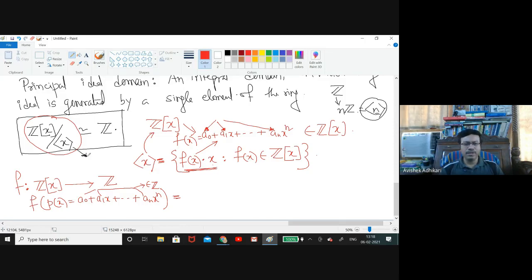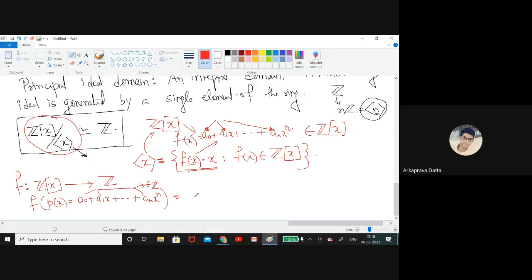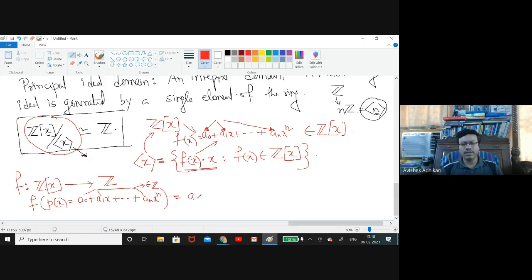Now the point is, how will you prove that this kernel of F is equal to this? Anybody? How will we define the function? To the constant term a0. So he is telling, he has defined it this way. So first of all, let us check whether this is a ring homomorphism. It's very easy to check.